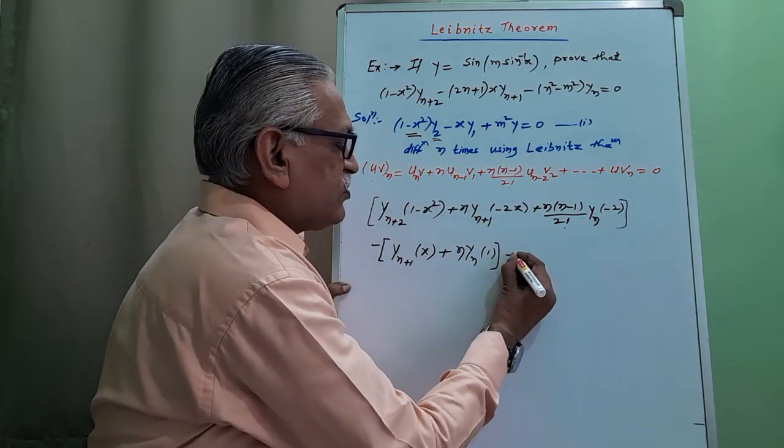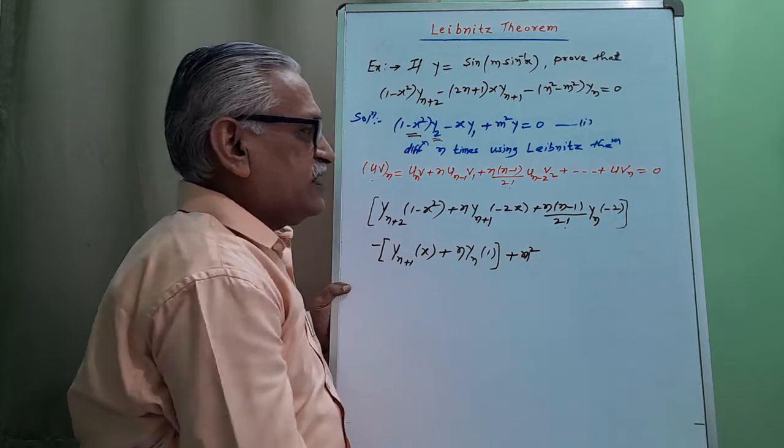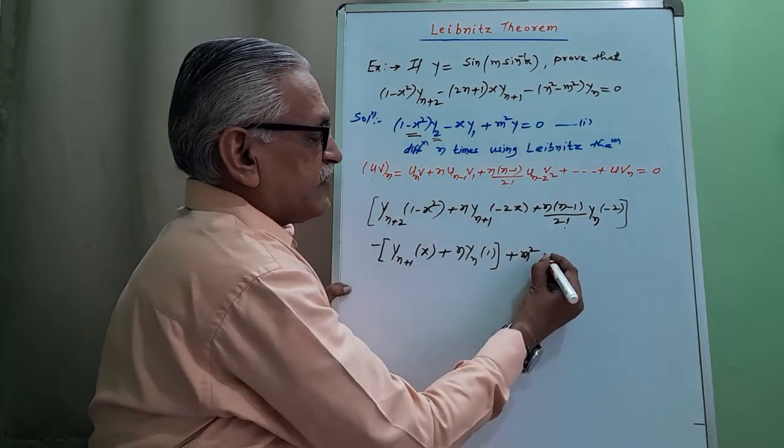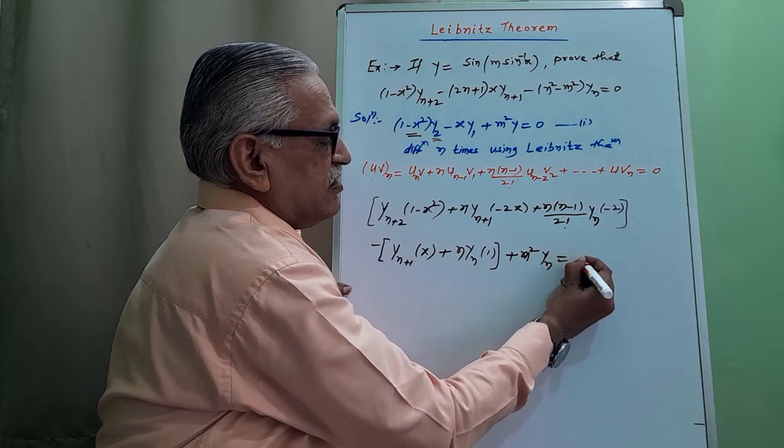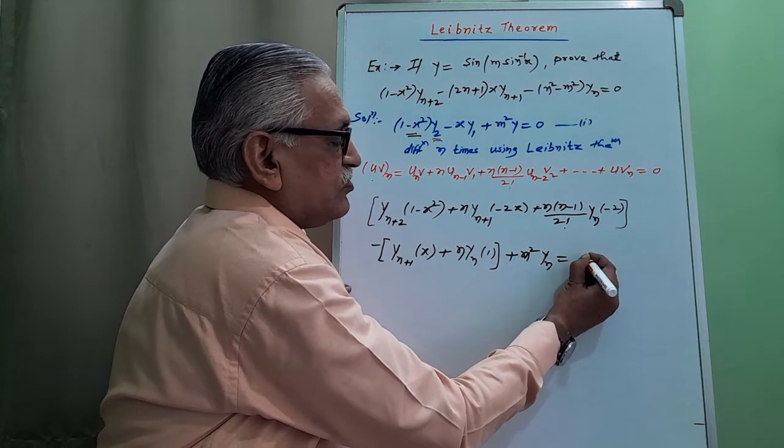Plus m square is a constant term, we take it outside. And the nth derivative of y is y_n. And that is equal to 0.